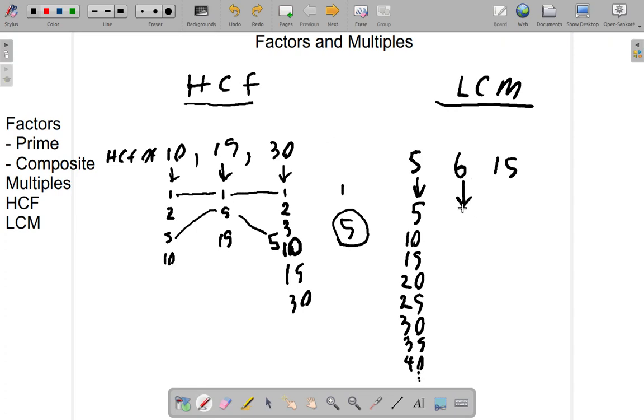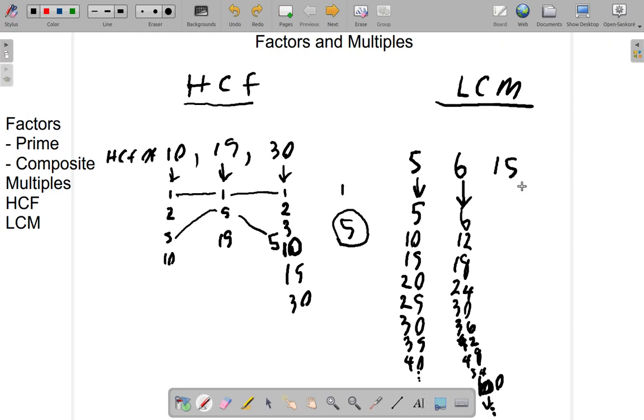6 1s are 6, 6 2s are 12, 6 3s are 18, 6 4s are 24, 6 5s are 30, 6 6s are 36, 6 7s are 42, 6 8s are 48, 6 9s are 54, 6 10s are 60, and they go on and on. So you see, I remember my times table.